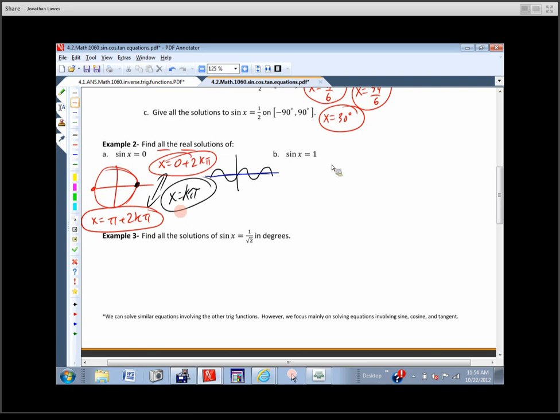Okay, let's take a look at this one here. I'm going to solve this one using a picture because this one's easy to solve using a picture. There's what the graph looks like, and I want to know when this function equals 1. Hits at the top here, at the top here, at the top here. What is that x-coordinate?